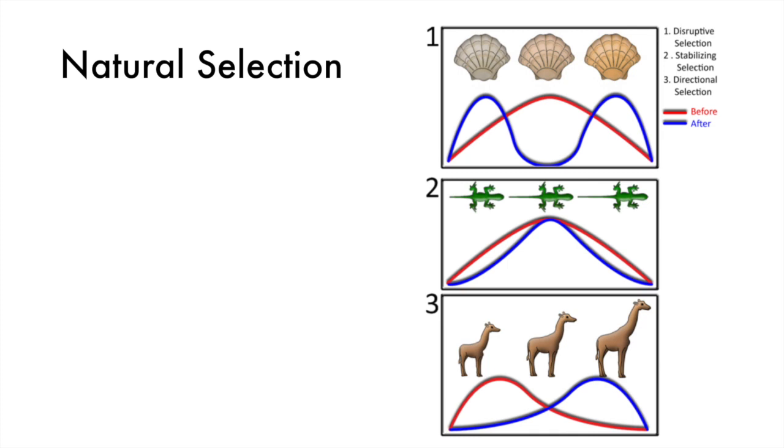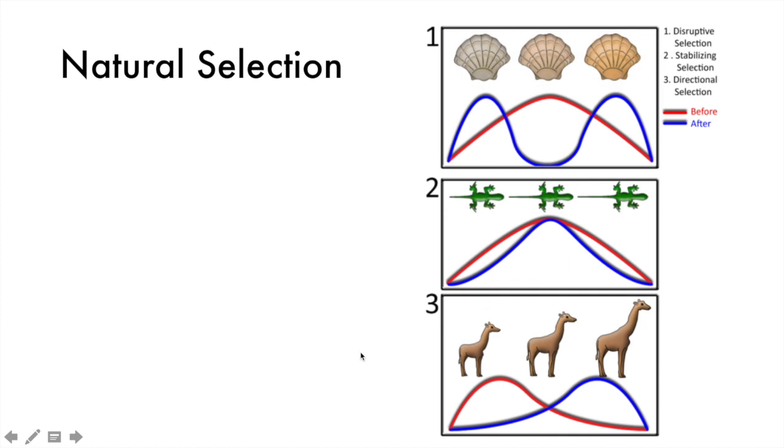So stabilizing selection says over time there's going to be sort of the middle state, and there's going to be more individuals of this middle state because that is what is best selected for. And there's a disadvantage to being either too much in one direction or the other direction. That's stabilizing selection.